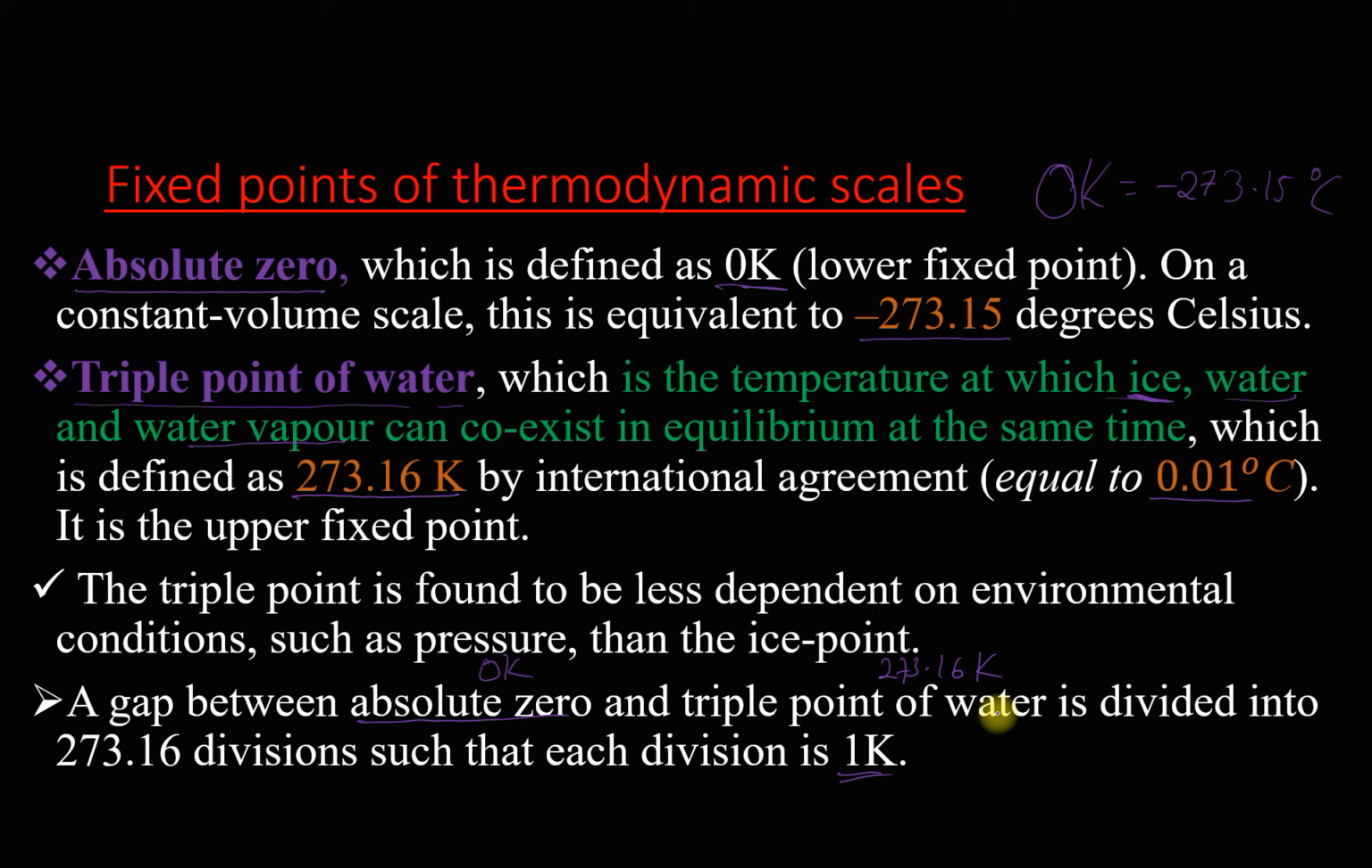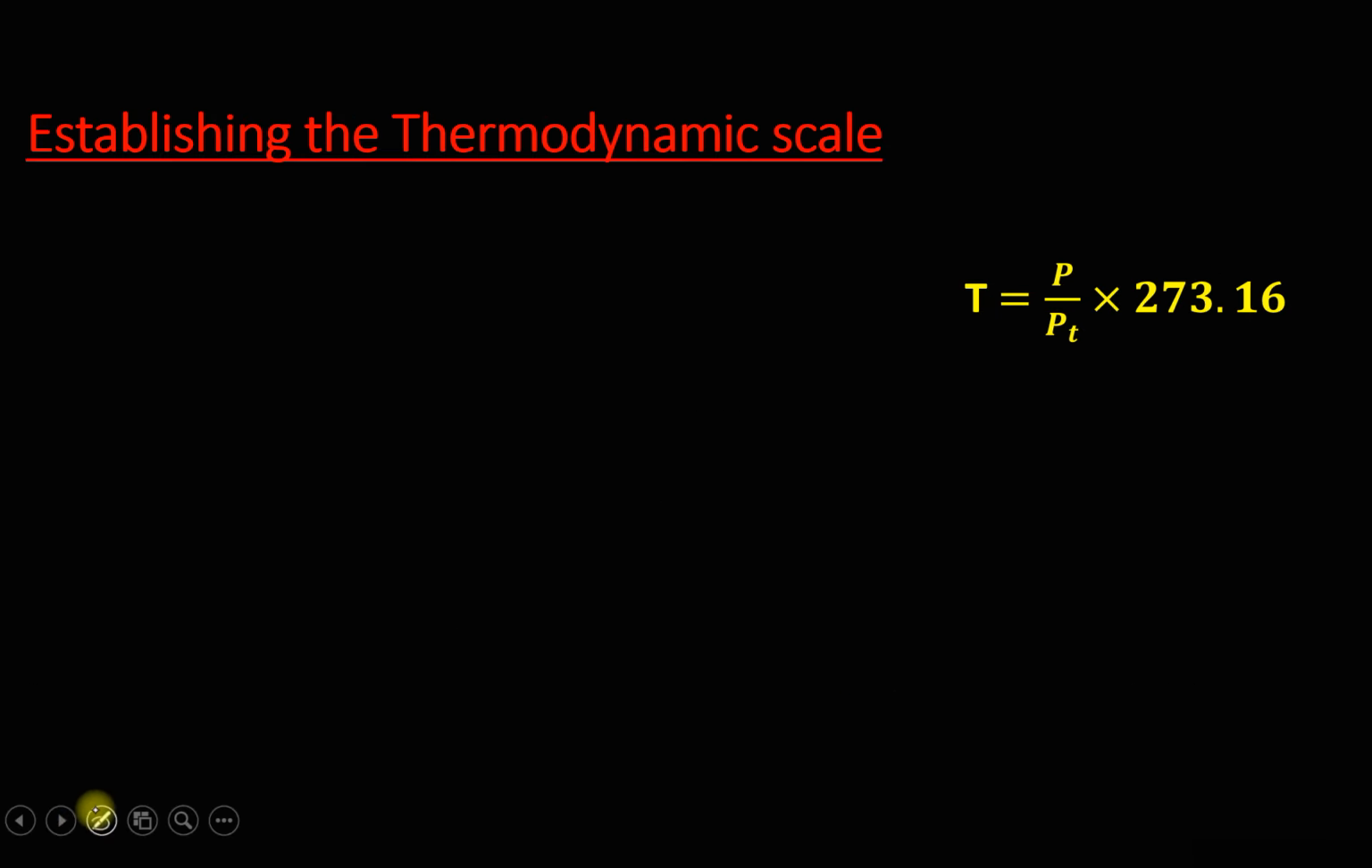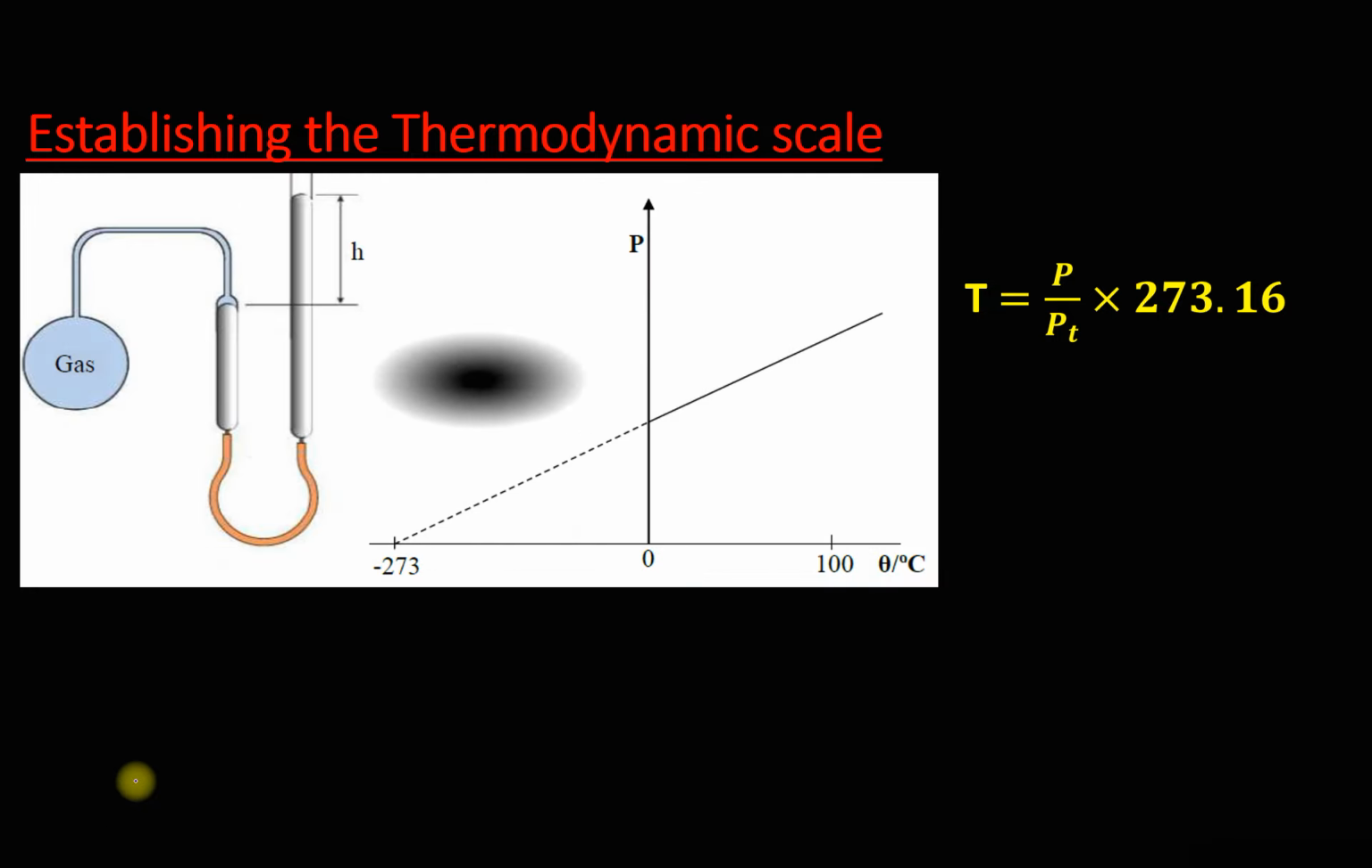Now, this arrangement is very interesting, because it makes a division on the Kelvin scale the same size as a division on the centigrade scale, which makes converting very easy and simple. It will make a change in temperature on the Celsius scale equal to a change in temperature on the Kelvin scale, as we are going to see. So using these two fixed points, the absolute zero and the triple point of water, we can establish the Kelvin scale and come up with a simple formula that we can always use.